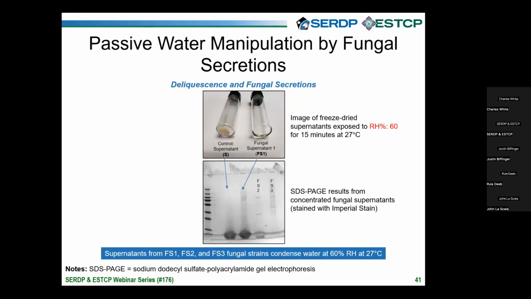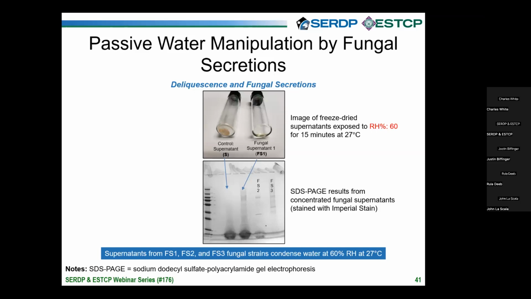In addition to this, you need water in order to hydrolyze polymers. And what we've constantly been dealing with in this project is that these organisms actually secrete deliquescent materials in order to condense water at relative humidities well below where water should condense. And so this is an example here where we show a control supernatant that did not have cells grown in it. And at a relative humidity of 60%, we see that the fungal supernatant clearly condenses water. And this was a constant problem that we had throughout the project.